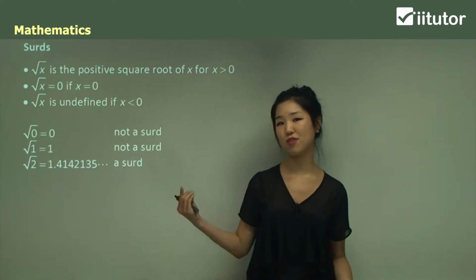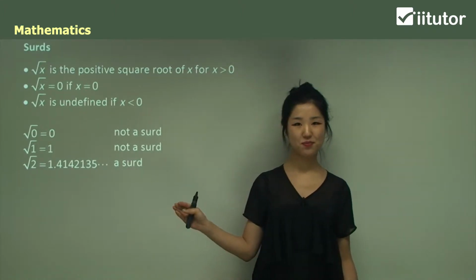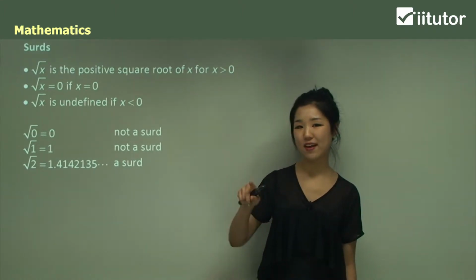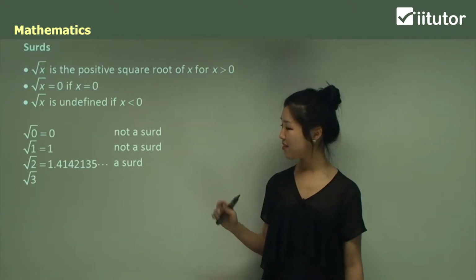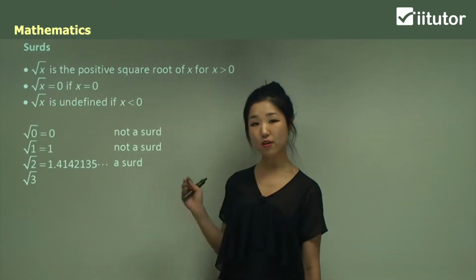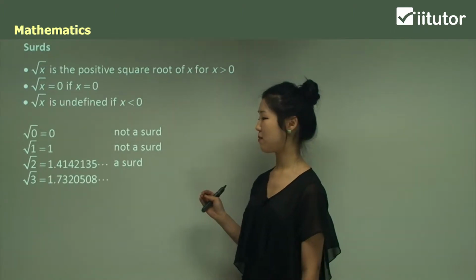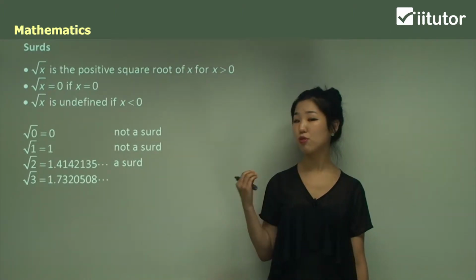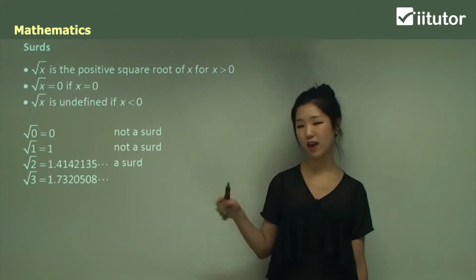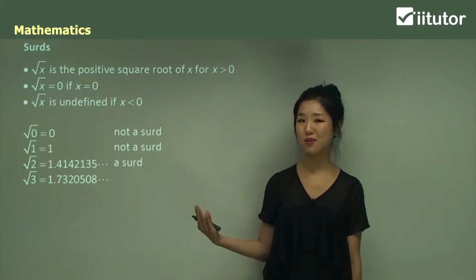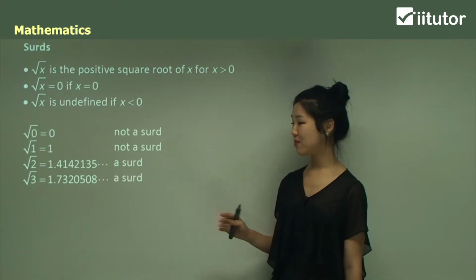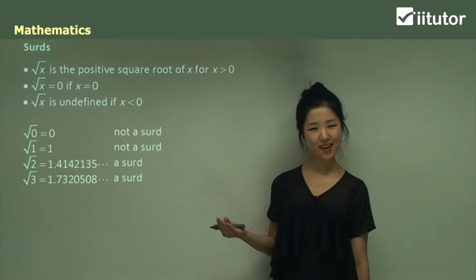I have to keep the root there. That's why it's a surd. So surds always have the root. So those involving the root is a surd. Have a look at the next one, root 3. Root 3, if you calculate that, it's going to be something like that. Again, 3 is not a perfect number, so we cannot get rid of that root. We have to keep it as root 3 in order to keep it in an exact form. That's why this is also a surd. Do you get the idea, guys?